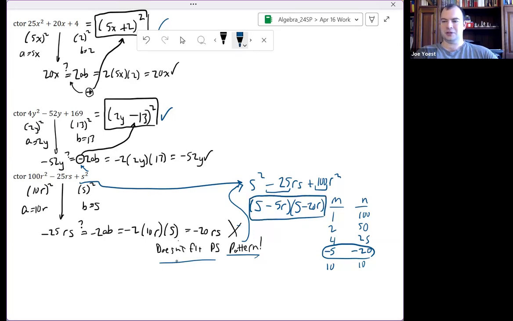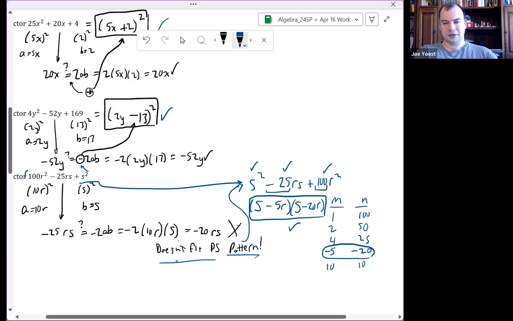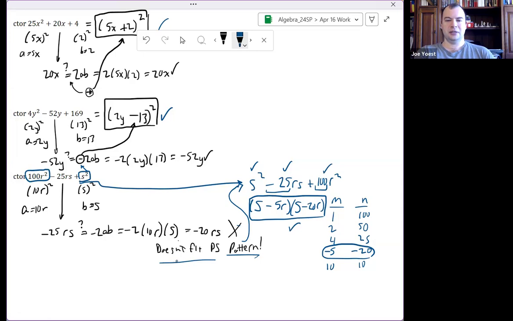My firsts give me s squared. My lasts give me minus 5 times minus 20, which is plus 100r squared. That works. My outside gives me minus 20rs. My inside gives me minus another 5rs, so minus 25rs. So we actually do get a factorization. It's just not a perfect square, even though at first glance, looking at these two terms, it kind of looked like it might be a perfect square. And the cross term didn't quite turn out right. It didn't end up being a perfect square, but it did end up factoring.